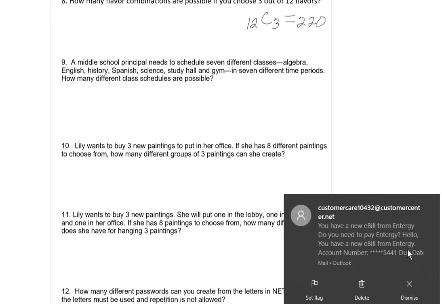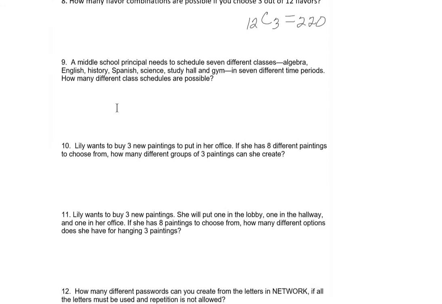All right, problem 9. A middle school principal needs to schedule 7 different classes: algebra, English, history, Spanish, science, study hall, and gym, in 7 different time periods. How many different class schedules are possible? I could think about this problem in a couple of different ways. I've got 1, 2, 3, 4, 5, 6, 7 different slots to choose from. 7 options for that first slot. Now, once I choose, say, algebra for that first slot, I'm not going to choose it again. So now I only have 6 things to choose from for the second slot, and then 5, 4, 3, 2, and 1.